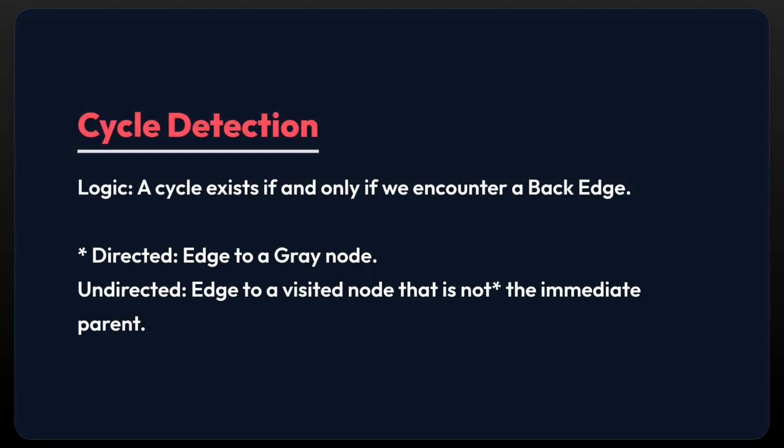One of the most common interview questions is cycle detection. In a directed graph, a cycle exists if and only if DFS encounters a back edge, that is, an edge pointing to a node currently in the recursion stack. For undirected graphs, we simply check if we see a visited node that isn't the direct parent we just came from.